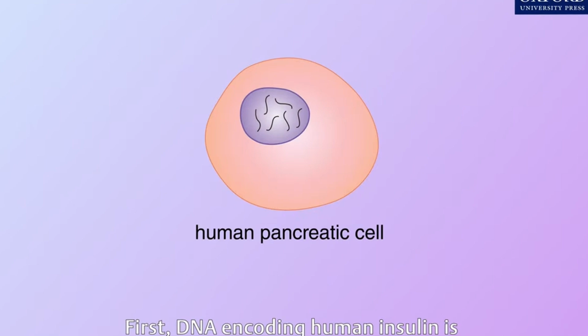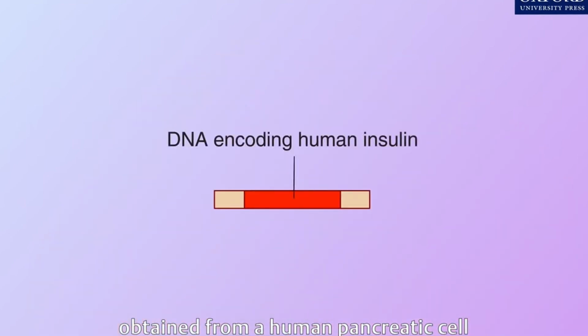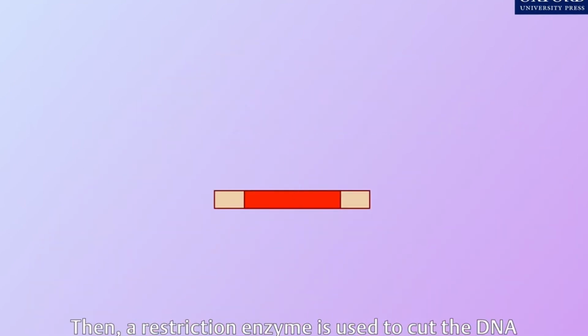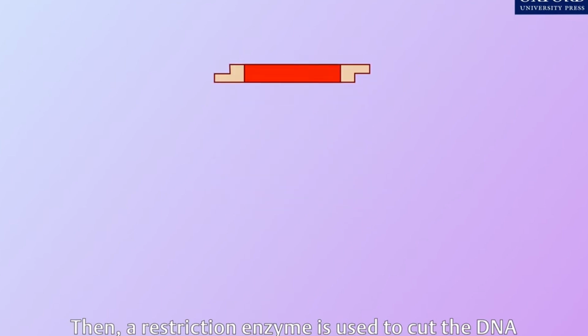The double-stranded cDNA we produced earlier is cut open using a restriction enzyme. In this case, we will be using BamHI. This leads to the formation of 2 sticky ends on the cDNA strand.